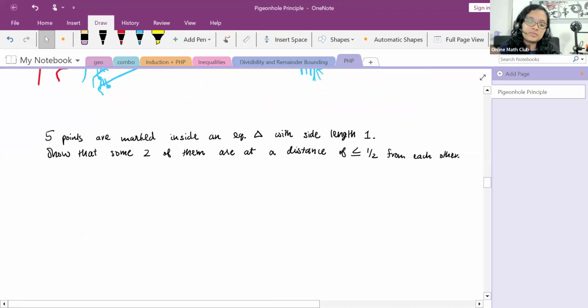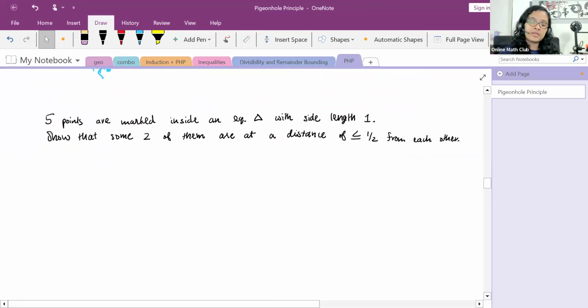So you're given an equilateral triangle with side length 1 and 5 points are marked in it, and you have to show that some 2 of them are at a distance of at most half from each other.